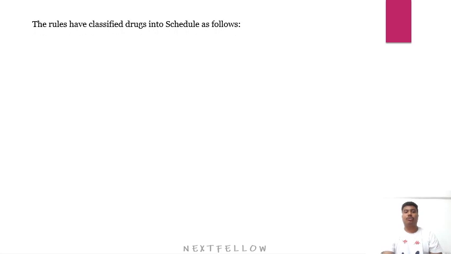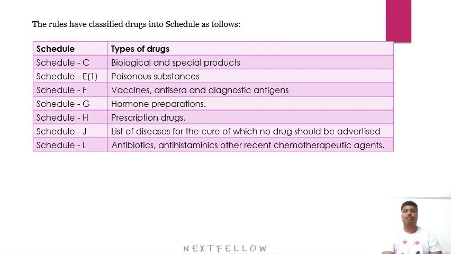Now, the rules have classified drugs into schedules as follows. That is a very important table. You may get an MCQ from this. Schedule C, biological and special products. Schedule E, poisonous substances. In Schedule F, we have vaccines, antisera and diagnostic antigens. Schedule G, hormone preparations. Schedule H, prescription drugs. Schedule J, list of diseases for the cure of which no drug should be advertised. And Schedule L, antibiotics, antihistaminics and other recent chemotherapeutic agents.